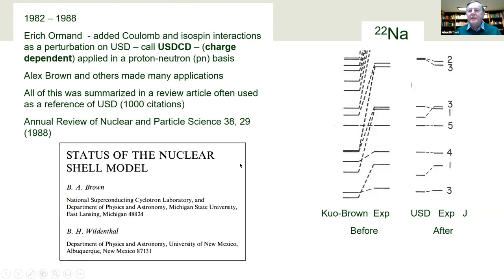This is sort of an example that was given from the very beginning, a before and after picture. If you just take the Kuo-Brown interaction for sodium-22, the matchup of the levels looks like that. And if you take USD, it's much better. So that fine-tuning of the matrix elements makes a huge improvement of the details. And odd nuclei are nice examples of details.